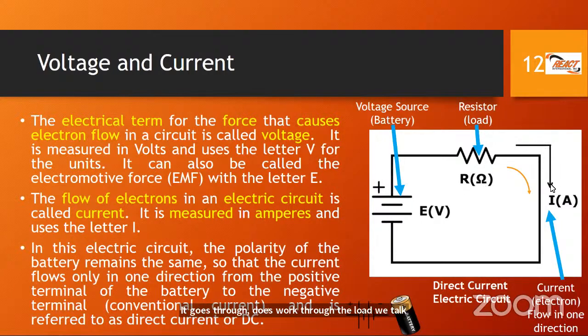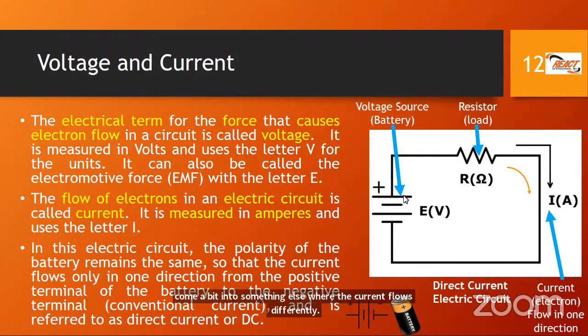But notice the flow here is the current that is flowing, and the current is given in amperes. And we said that I is the symbol and A is short for amperes. That's the unit. So this is a simple or basic electric circuit that represents voltage and current. Again, in this circuit, the current is flowing in one direction because it's a battery with a positive and a negative terminal. Because it flows in one direction only, it's called direct current. We'll come to something else where the current flows differently. But notice, with direct current, electricity flows in one direction only.